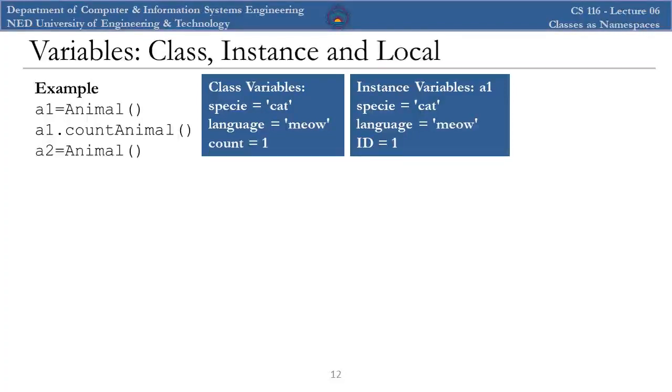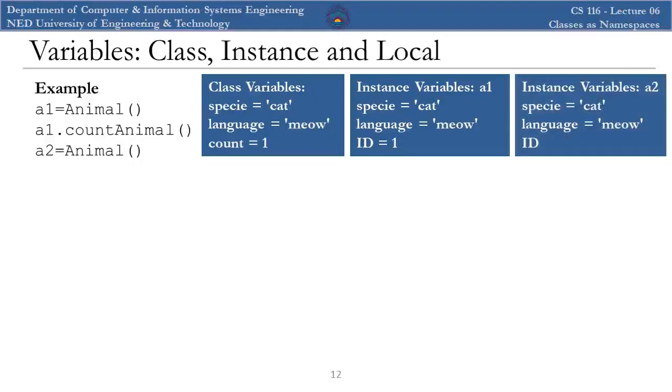Now let's instantiate another variable a2. That means it will create a new namespace, okay? And now if I call this function again for this object a2, what I expect to see is that this class variable count will be incremented again and its value will become 2, and that 2 will be assigned as an id to the instance variable a2.id. Okay, so this is what it does.